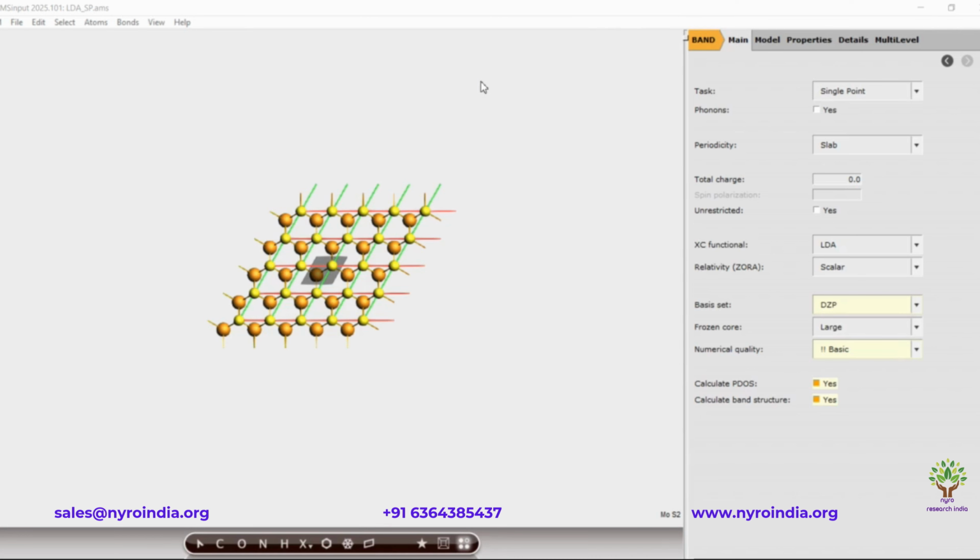Single point energy calculation serves several important purposes in computational chemistry as well as materials science modeling. First, determining the energy of a fixed geometry. The primary purpose is to calculate the total electronic energy of a system, for example a molecule, surface, or crystal, or any system, for a specific position arrangement of its atoms. This means the atomic positions are not changed during the calculation.